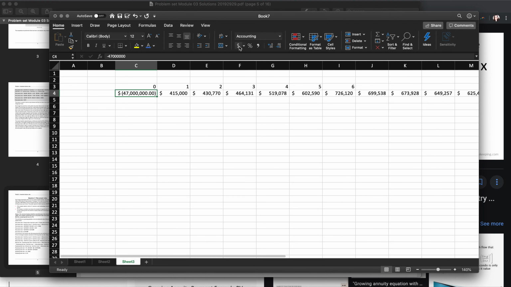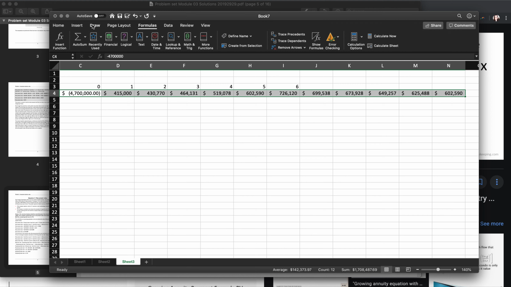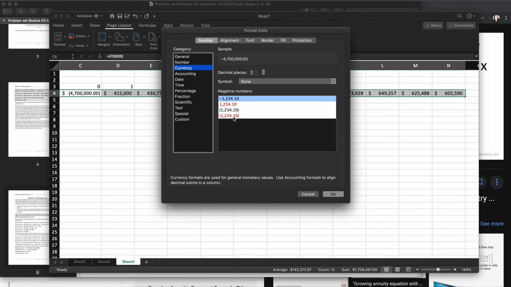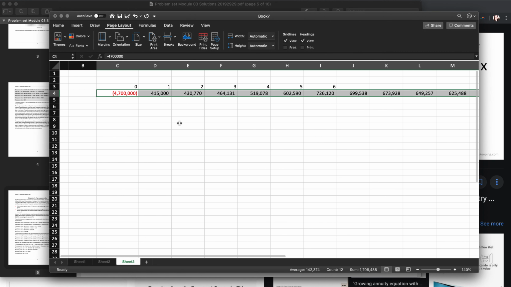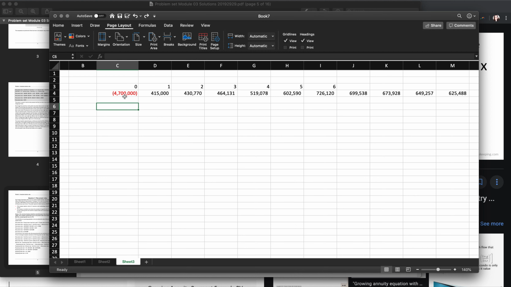Let's put that in the same format. Formulas, page layout, format, that's what I'm looking for, cells. Currency, negative, 0 decimal places. Okay, now it's pretty. All right, so this is our outflow the first year, and these are the cash flows, and they're going to go on forever. This is a perpetuity equation.